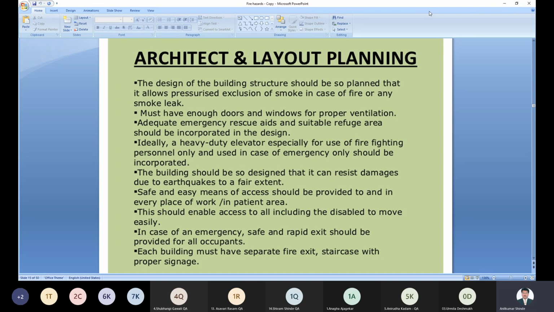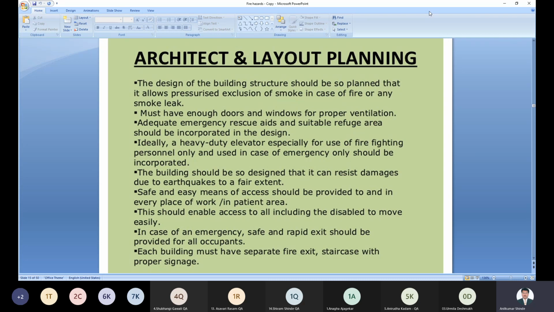They must have enough doors and windows for proper ventilation. So if there is a fire, enough ventilation is required to avoid a problem. Then adequate emergency rescue aids and a suitable refuge area should be incorporated into the design. Ideally, heavy-duty elevators can be used especially by firefighting personnel. Then a building should be designed to limit the damage due to earthquake or fire extent, right? It is very important, and the building should be resistant to earthquakes, right?